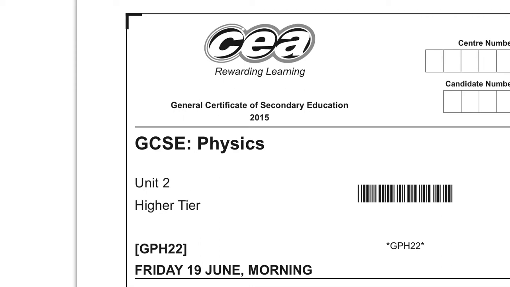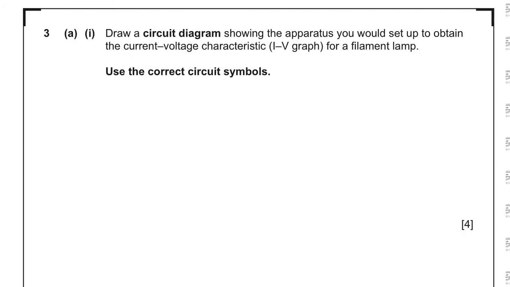Hello, so here we are looking at GCSE Physics for CCEA 2015 and this is Unit 2. Question 3. Draw a circuit diagram showing the apparatus you would set up to obtain the current voltage characteristic or IV graph for a filament bulb. Use the correct circuit symbols.